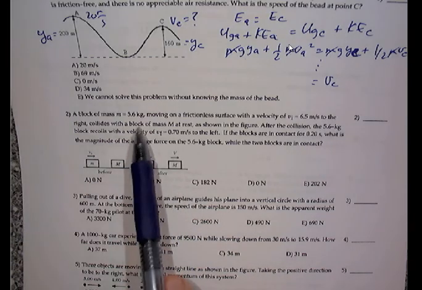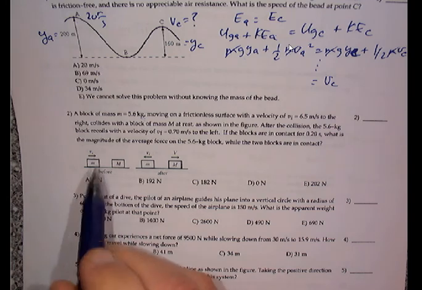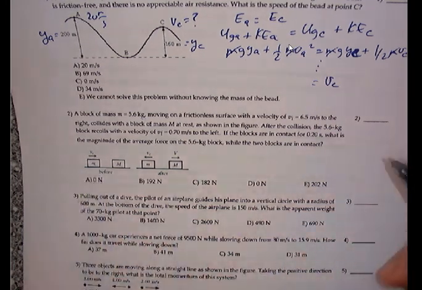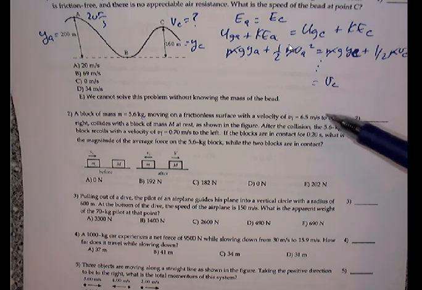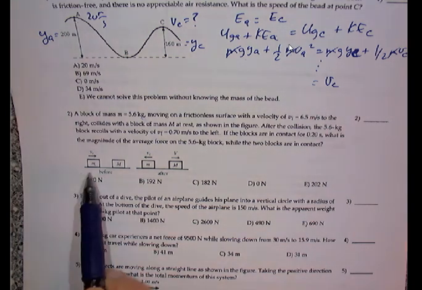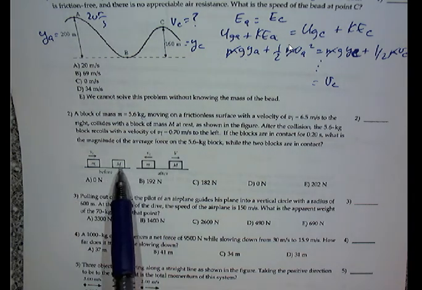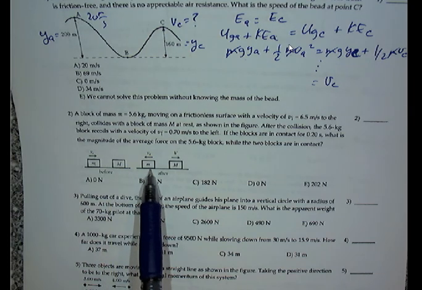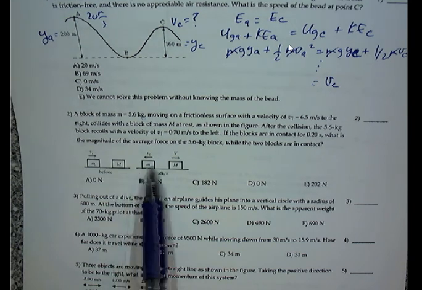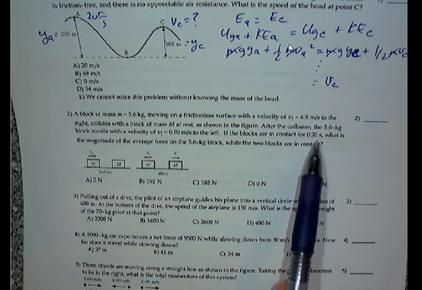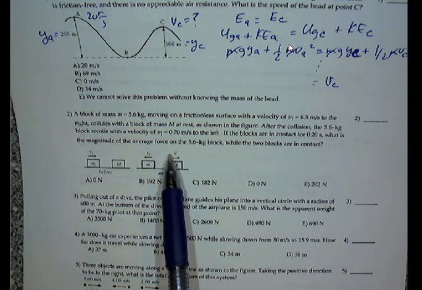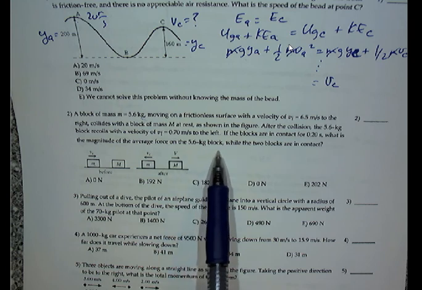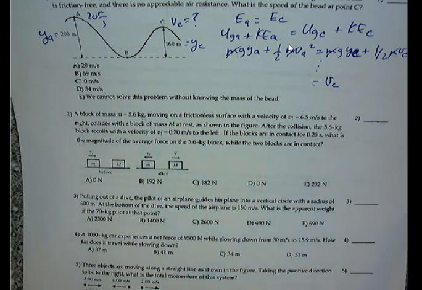Okay, number 2, block of mass 5.6 kilograms. That's the little m here, 5.6. Moves on a frictionless surface with initial velocity of 6.5. So little m moving at 6.5 to the right, collides with block big M, which is at rest, as shown. After the collision, the 5.6 kilogram block recoils to the left. Okay, so this one goes to the left. If the blocks are in contact for 0.2 seconds, what is the magnitude of the average force on the 5.6 kilogram block while the two blocks are in contact?